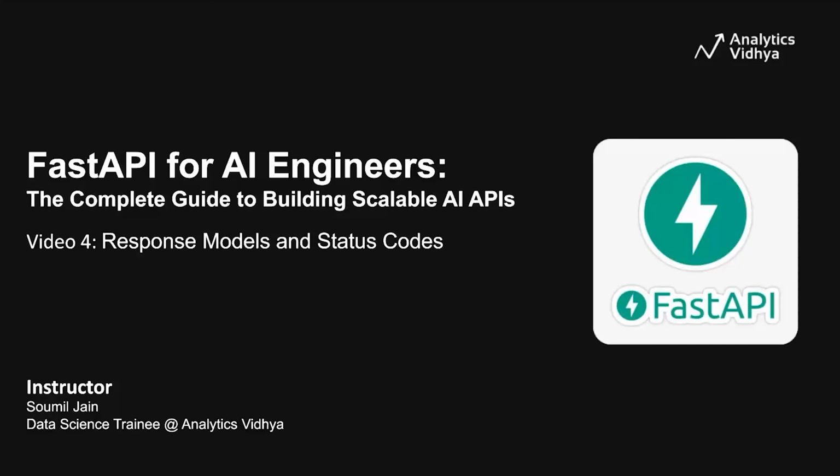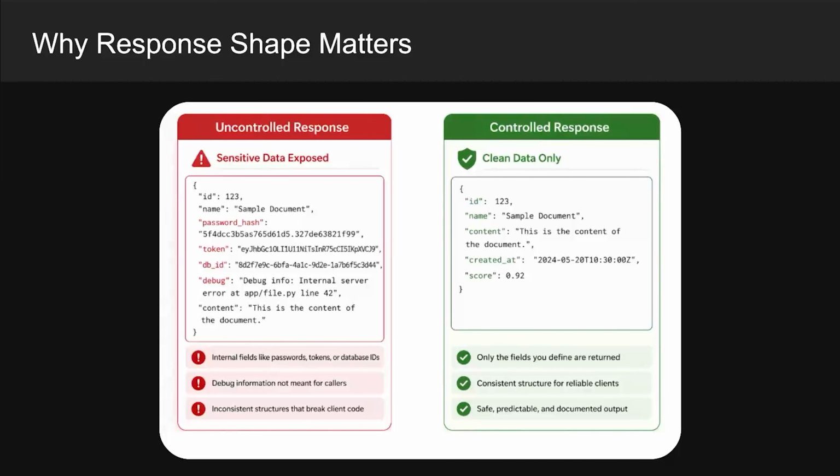Welcome back. In the last video, we covered how to define what goes into your API using Pydantic request models. Now we flip to the other side. What comes out? In this video, you will learn how to control the shape of your API responses, filter out data you don't want to expose, and communicate the right status codes to your callers. Let's get into it. Look at the two responses on the screen.